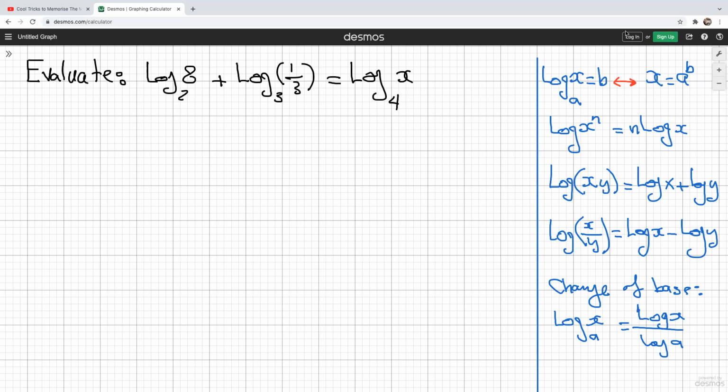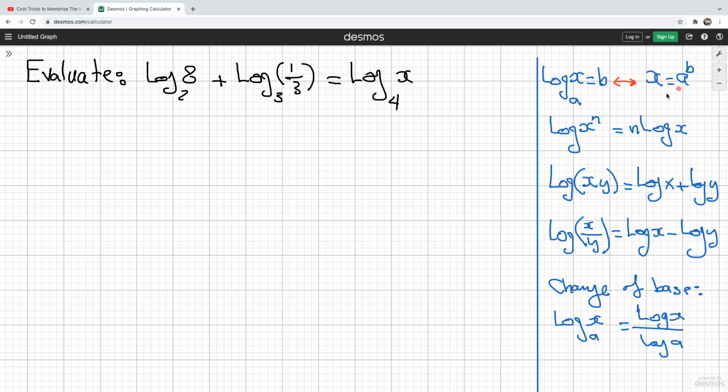I'm going to continue doing logs, but I thought this time I'll just remind you of the log rules. So I wrote them here in blue. If you look at the log rules right here, the first rule is the most important one, which is this one right here: log base a of x equals b. What that means is a raised to the power of b equals x. And that's why x equals a raised to the power of b. This is what logs are all about.